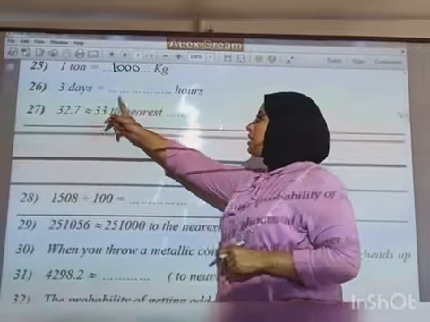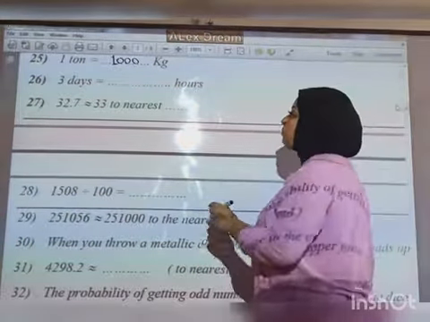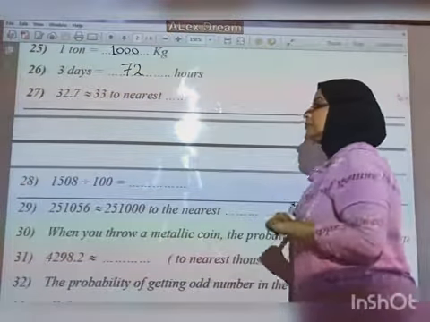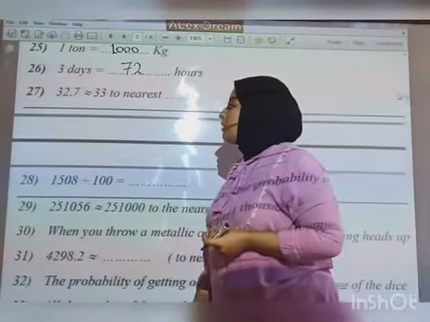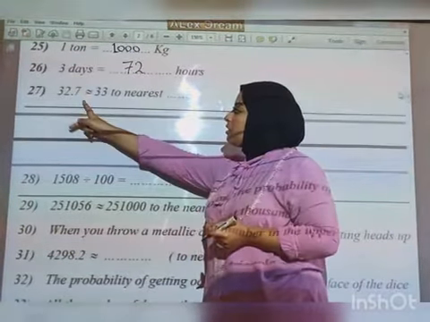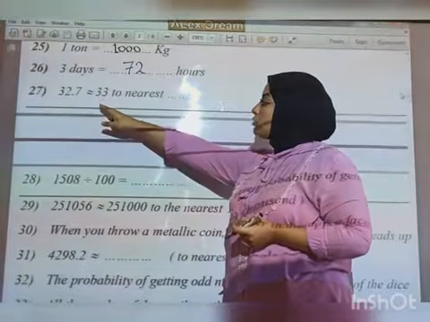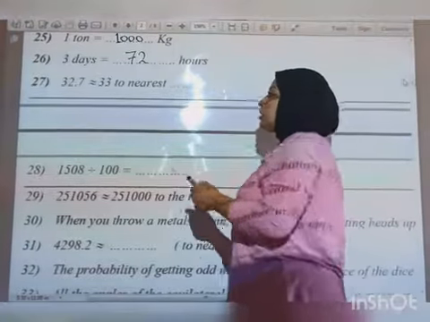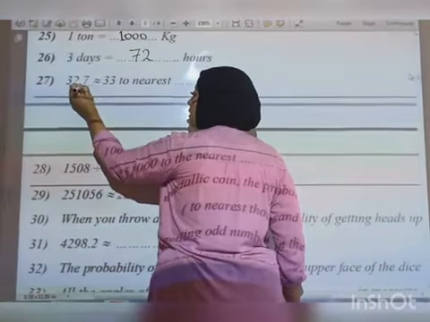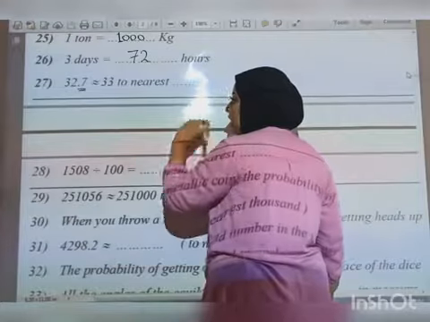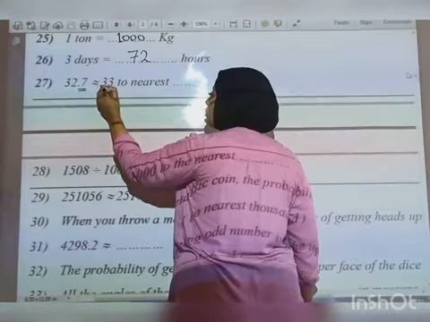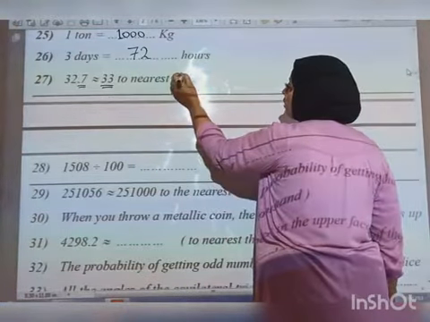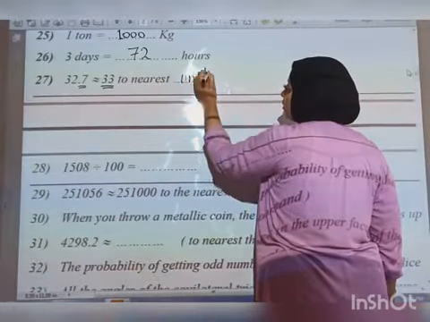26, 3 days equal how many hours? We saw it before as 72 hours. Number 27, 32.7 equal, after the approximation, 33. To the nearest what? Before, we have 1 decimal place. After the approximation, there are no decimal places. That means it goes to the nearest units or to the nearest whole number.